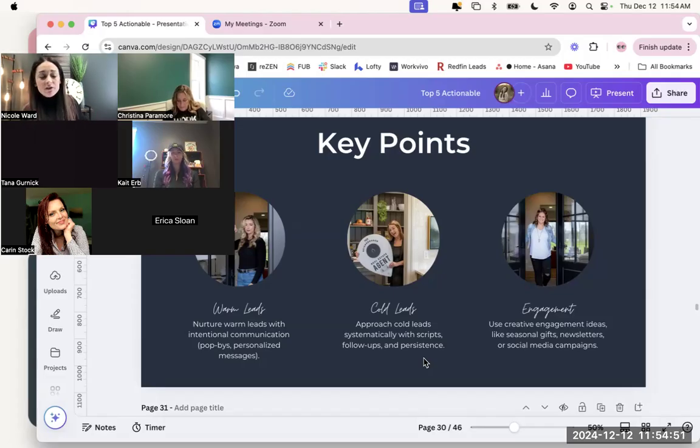Other ways you can work your sphere: sending out your text messages every day, doing pop-bys. Maybe you're doing a monthly pop-by with a different theme each month, and you're doing a different 10 people every month, whatever it is. That's a great way to work your sphere.